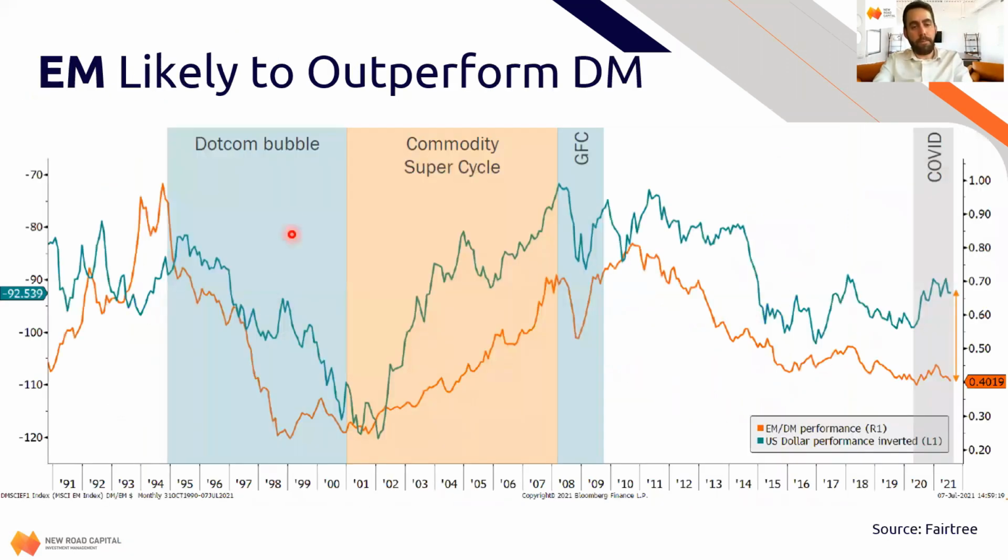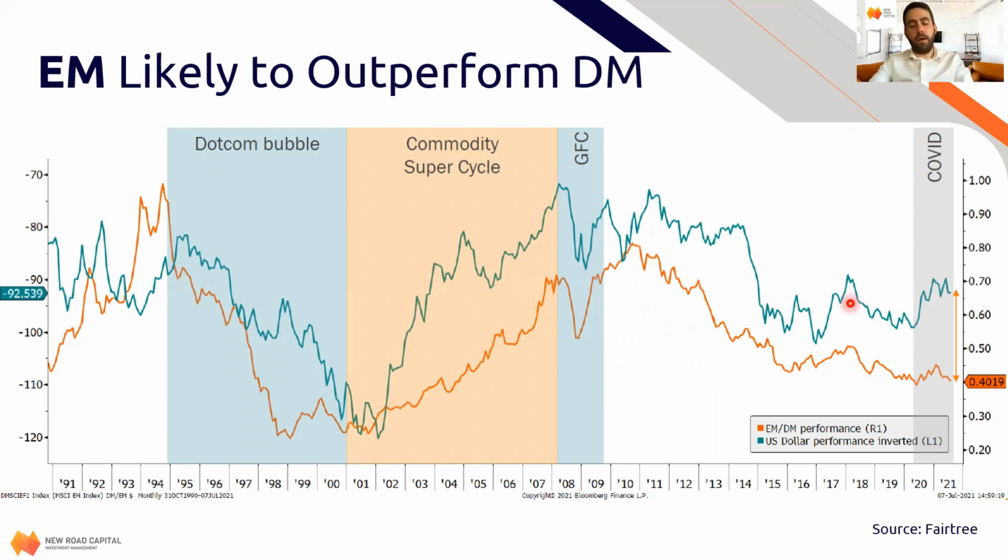This shows emerging markets versus developed markets relative performance. You can see that the relative performance happens in cycles. When this orange line goes up, that means emerging markets are doing better than developed market equities, and the reverse is true as well. When commodities run, because emerging markets are generally more commodity-exporting economies, emerging markets tend to do well.